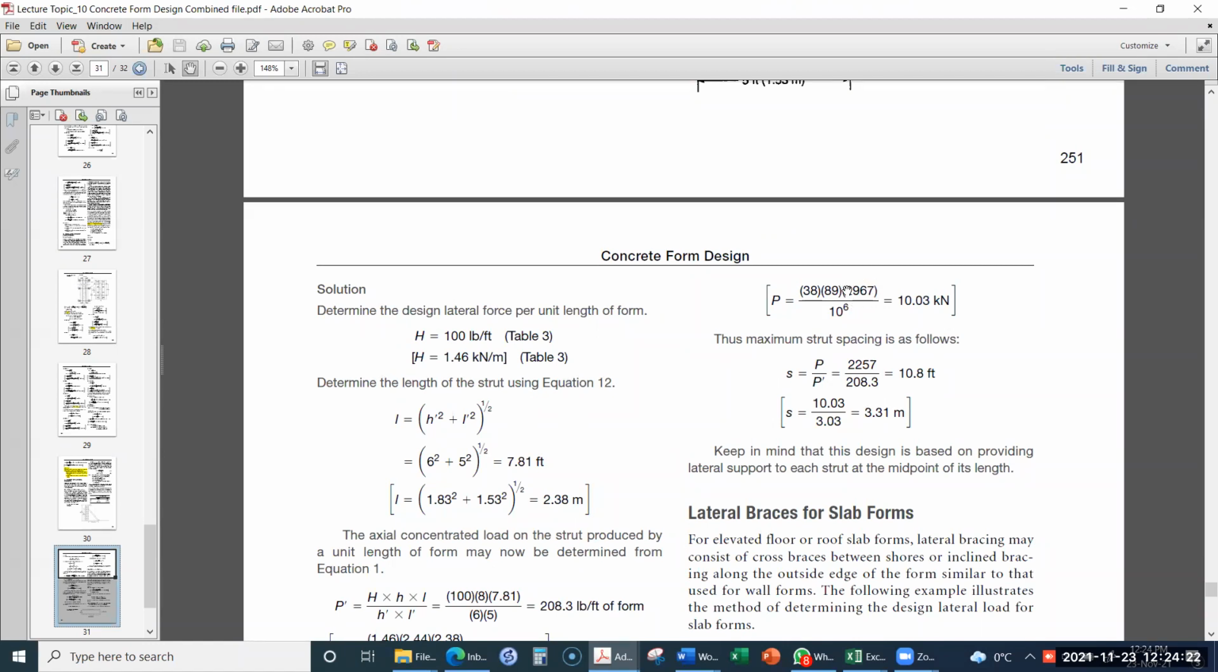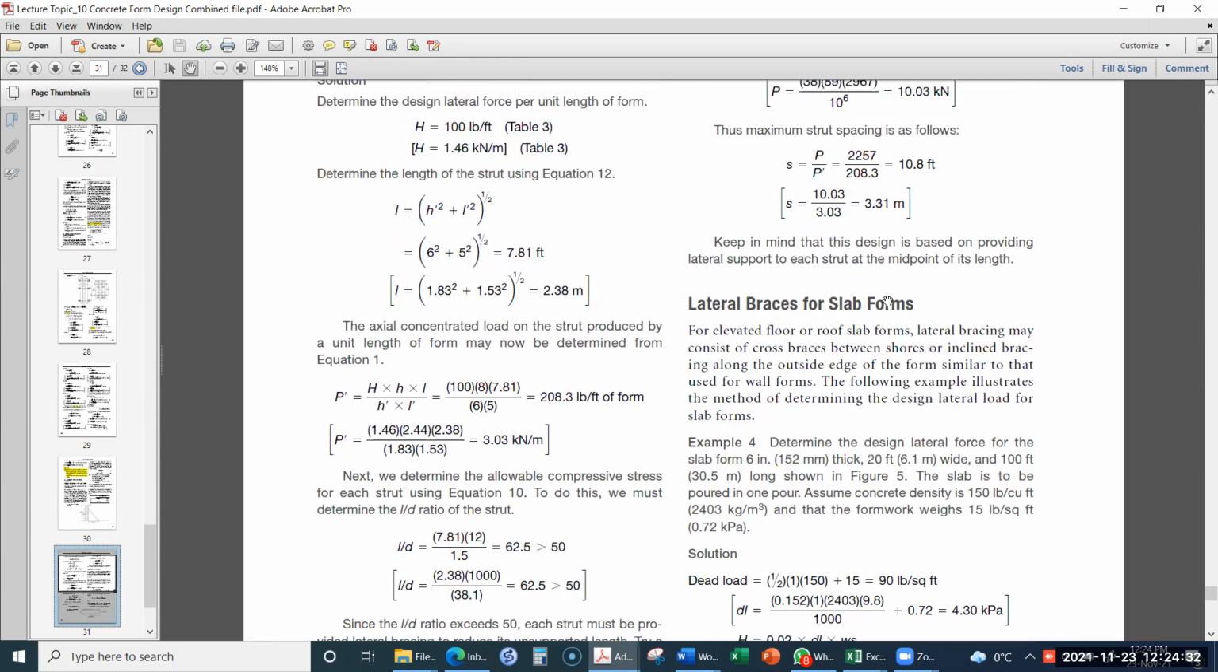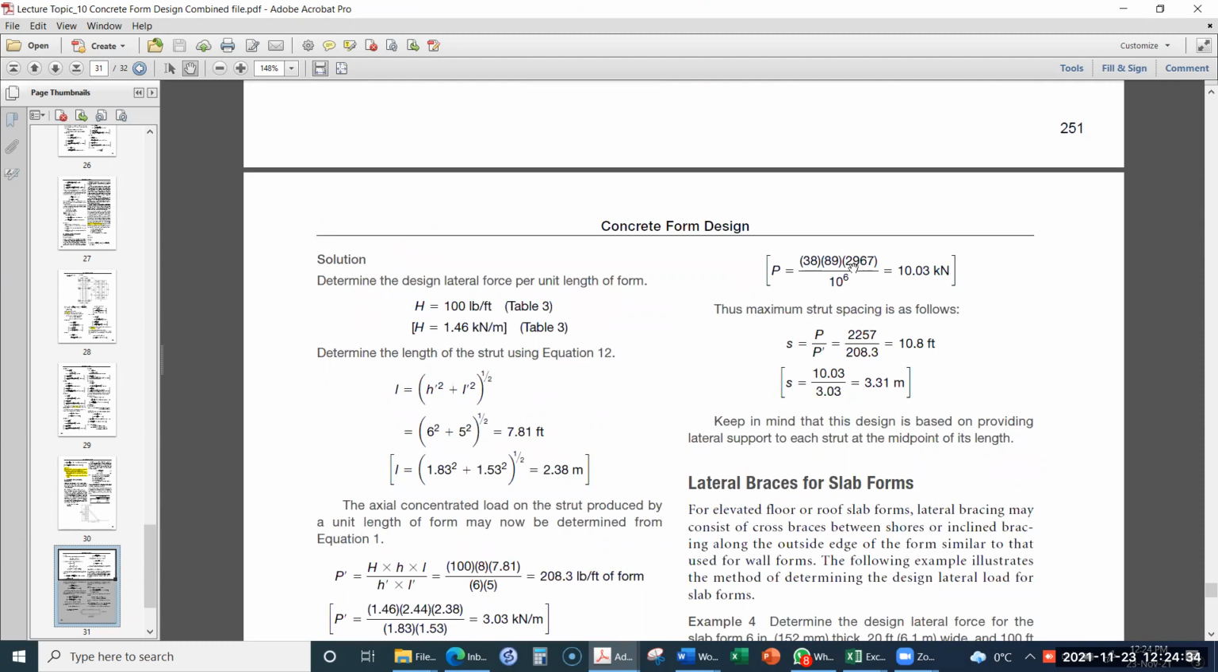This is the allowable stress in the strut. So the allowable stress in this strut is 2.967. So we will multiply by its actual area, which is 38 by 89 millimeter. And then to convert the units, we will divide it by 10 to the power 6. So in this case, we will get a force of 10.03 kilonewton.